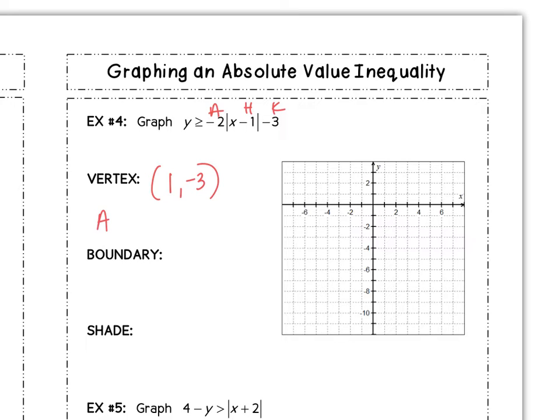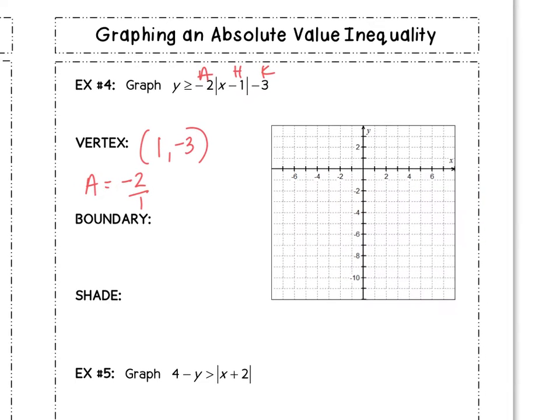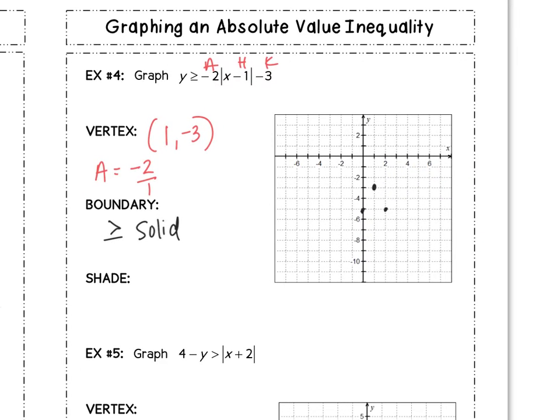The A tells me that my slope is going to go down and 1 over. So I'm going to start with my vertex at 1, negative 3. So 1, negative 3. And my slope is down 2 over 1. My boundary is going to be solid. This one has two boundaries because it's both parts of this. And the shading of this is going to occur, and we'll talk about that in a second. 1, 2, let me graph this first.